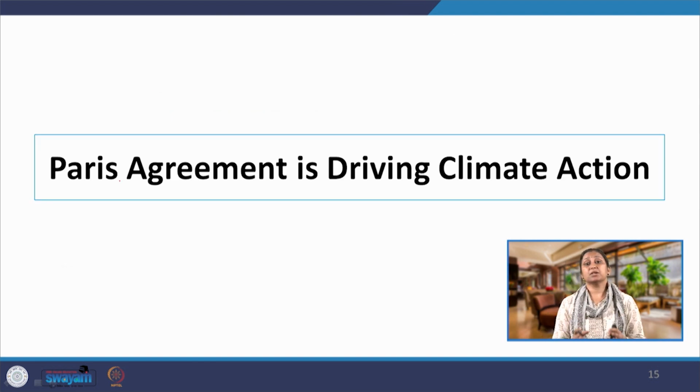But the Paris Agreement is actually a successful agreement in the sense that it is driving a lot of action across the world. One good thing is that it has brought almost all the world together. A large part of the world is actually a party to the Paris Agreement.